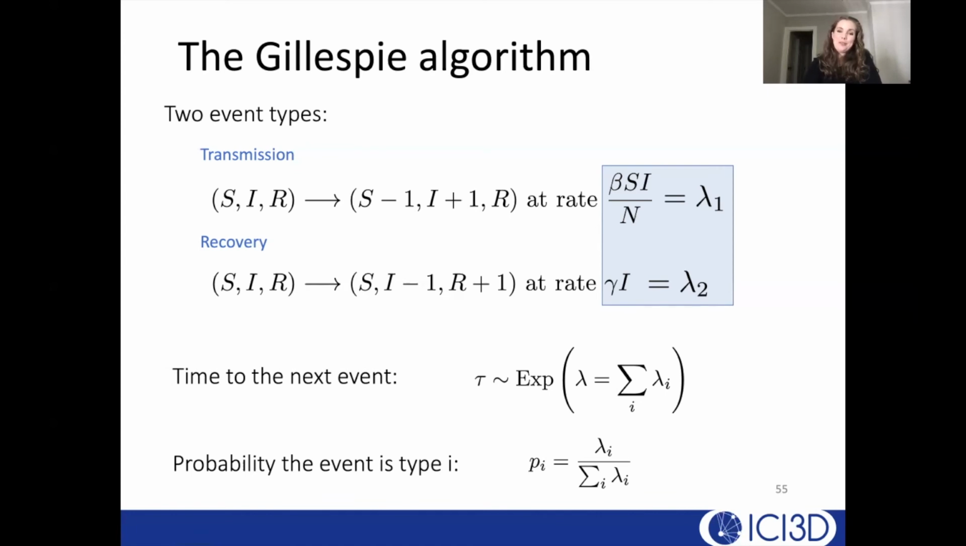And we can also think about how the difference between lambda 1 and lambda 2, whether lambda 1 is greater than lambda 2, makes sense in terms of the probability of what happens next. So if lambda 1 is a lot larger than lambda 2, the probability that the next event is type 1 or a transmission event is higher than the probability that it's a recovery event, for example.